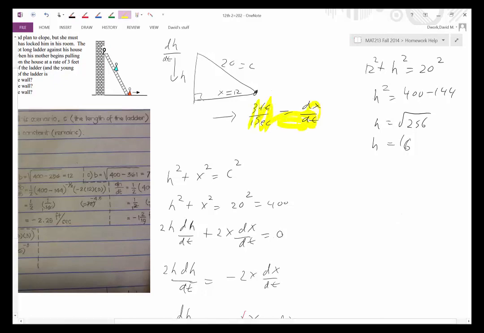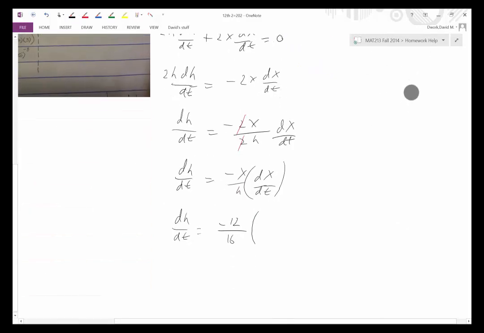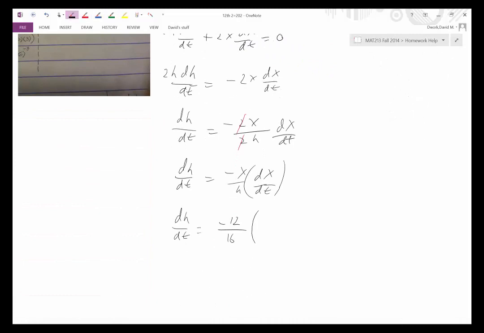Then the rate at which the ladder is being pulled away, well, they already gave that to us. The ladder is being pulled away at 3 feet per second, so we'll fill that in. And always on these related rate problems, ask yourself, is the change in x a positive number or a negative number? As the ladder is getting pulled away from the wall, it's getting further away, so it's a positive number. X is increasing. So dh/dt equals, simplifying, 3 times negative 12, which is negative 36, divided by 16, so that is negative 2.25.